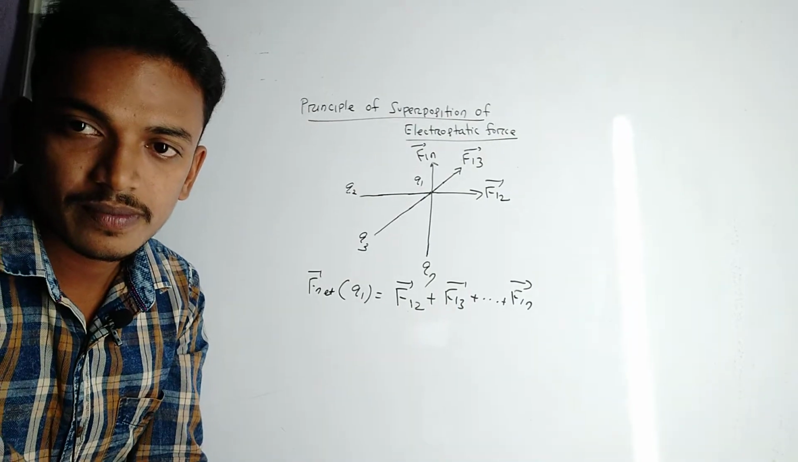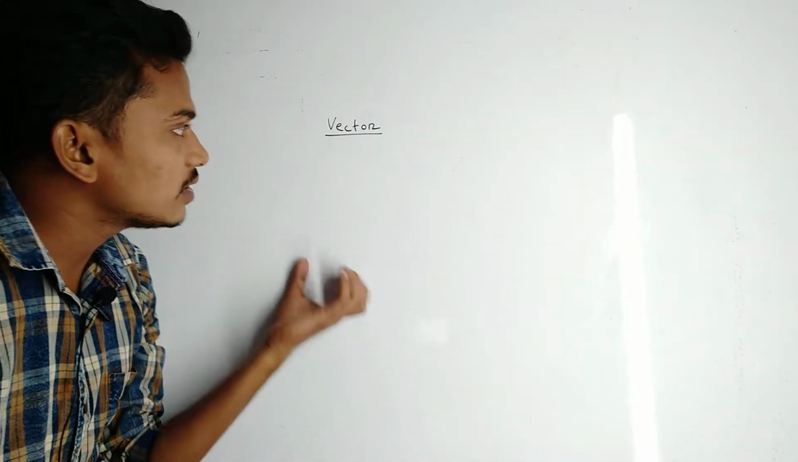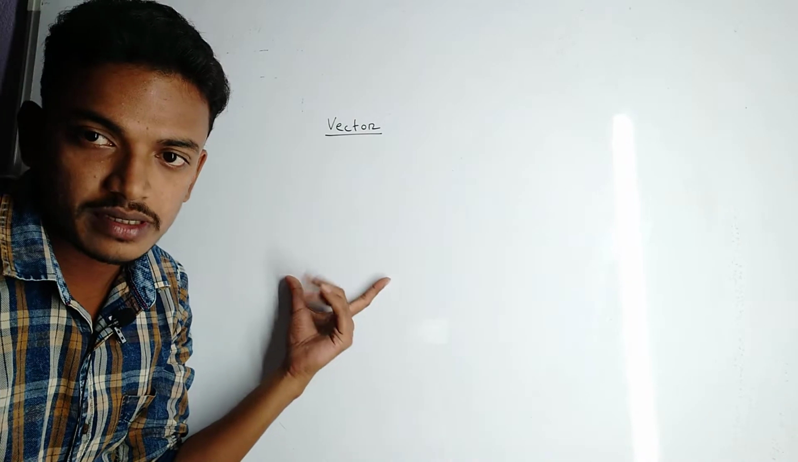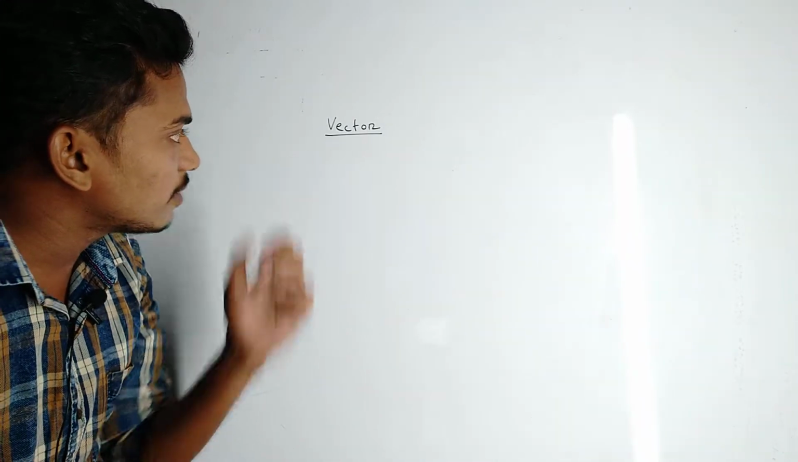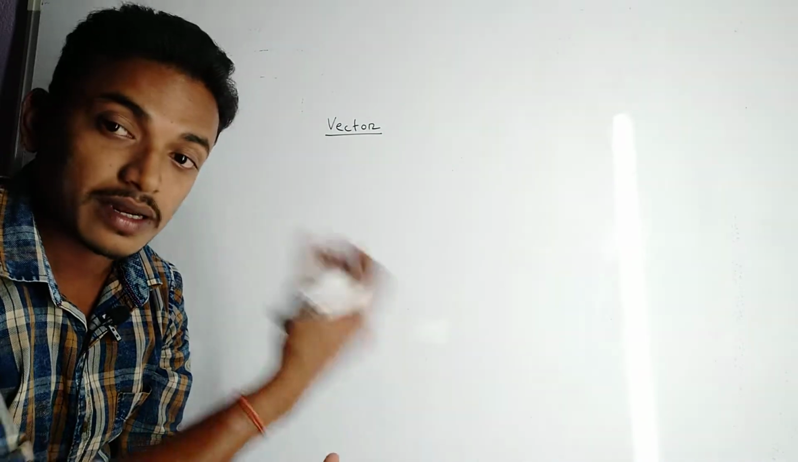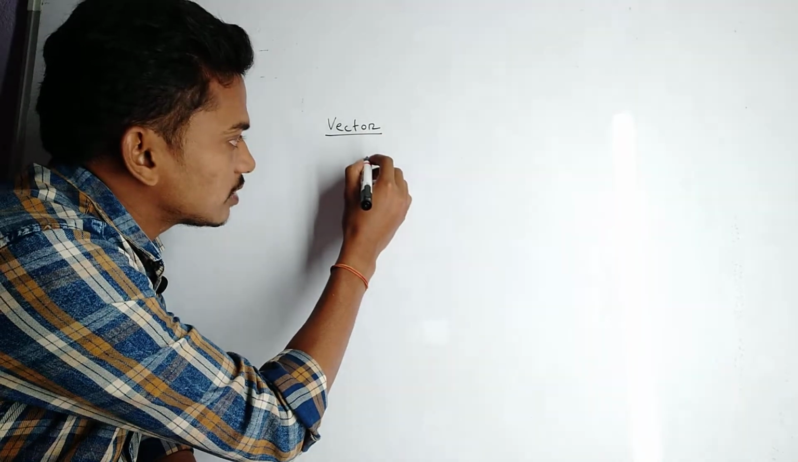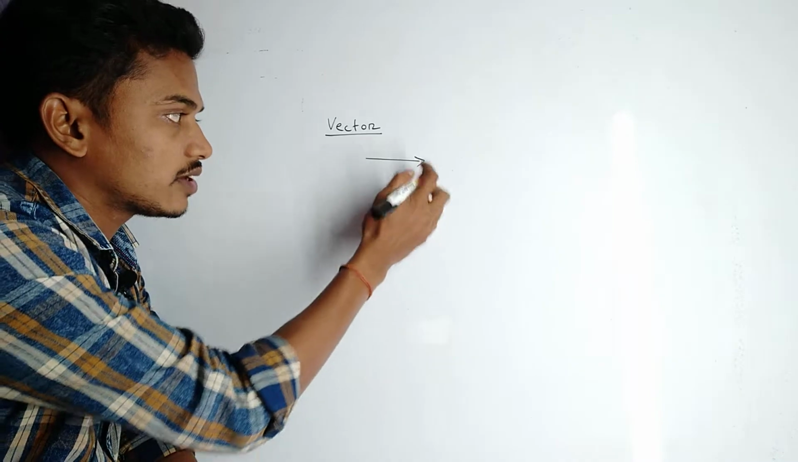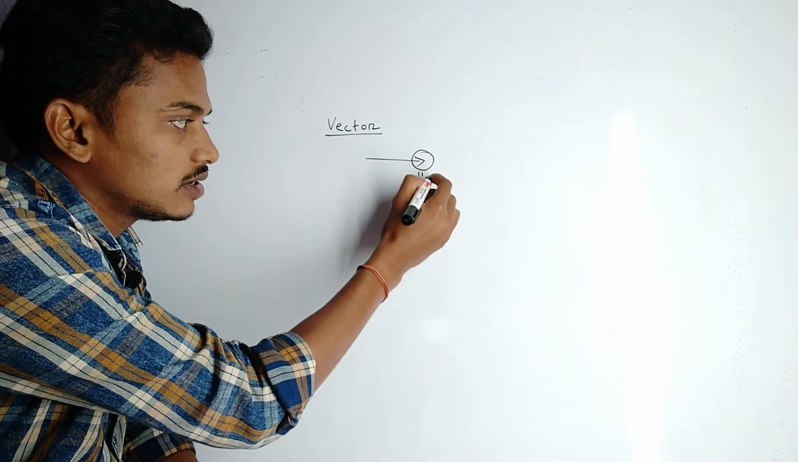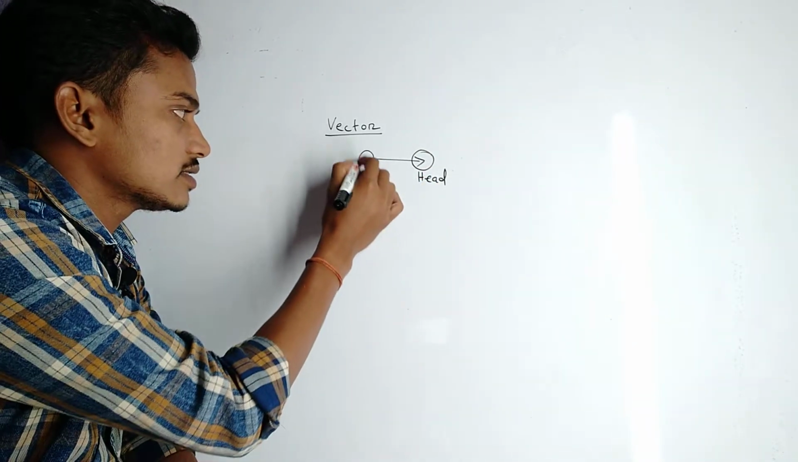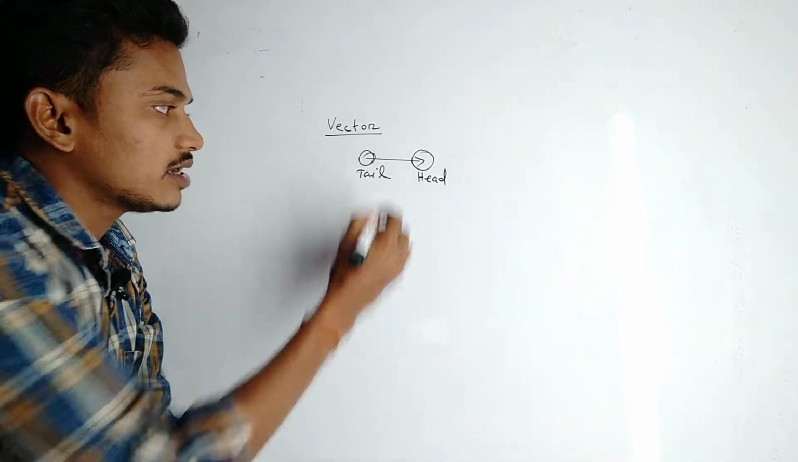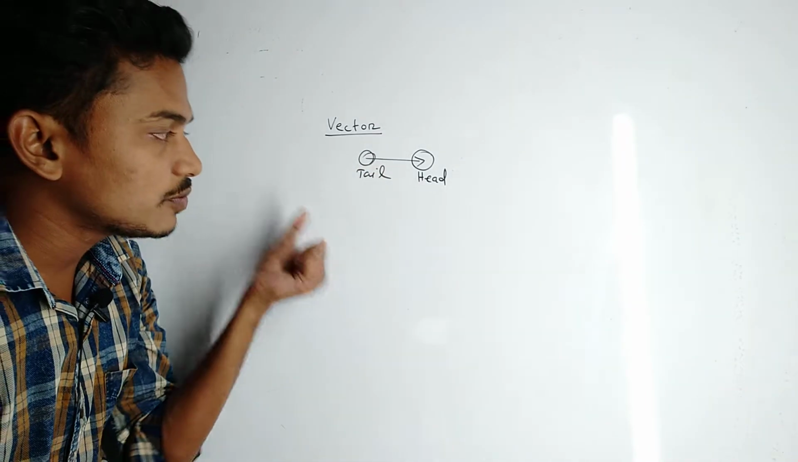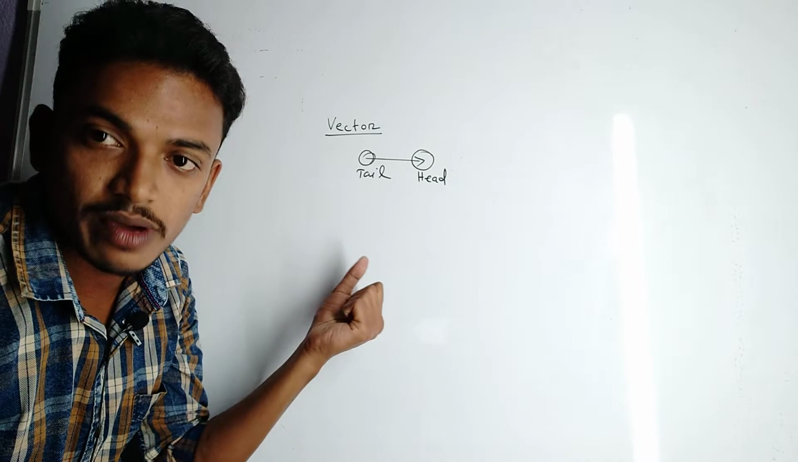To solve the numericals related to the principle of superposition of electrostatic force, you should know about vectors and vector addition. A vector is generally represented by a straight line with an arrowhead. This is called the head of the vector and this is the tail of the vector. Then an important thing is how to find the angle between two vectors.